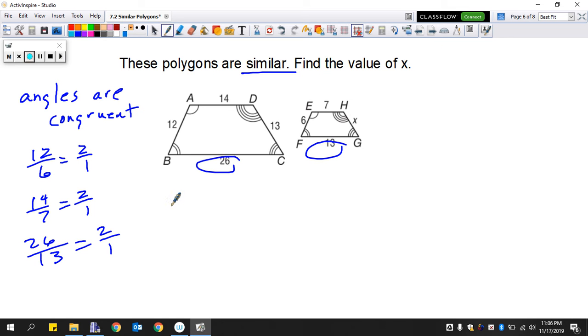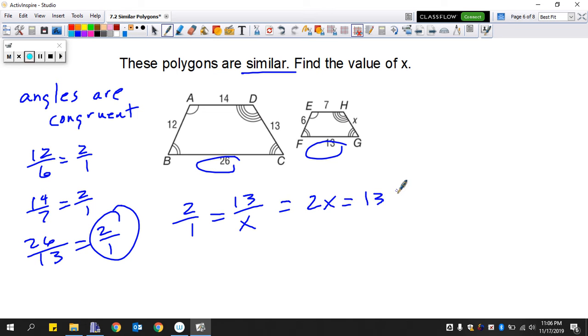So we say that the scale factor, 2 to 1, is equal to 13 to x. All right. So when we cross multiply, we end up with 2x is equal to 13 times 1. So 2x is equal to 13, divided by 2. So our value of x is equal to 13 divided by 2, or 6.5.